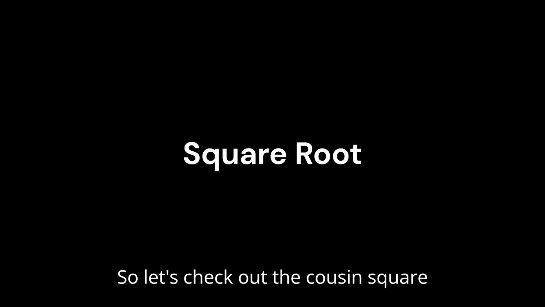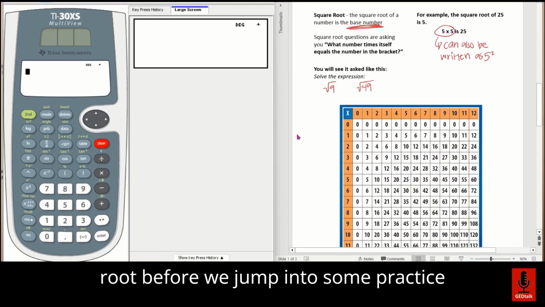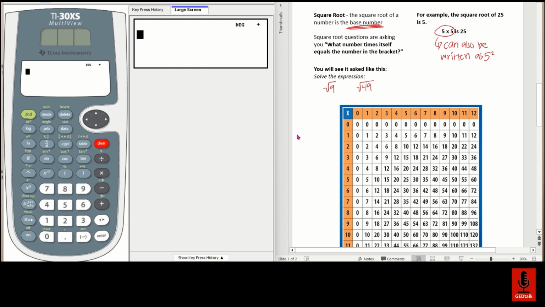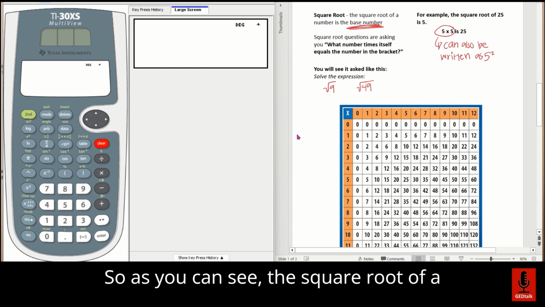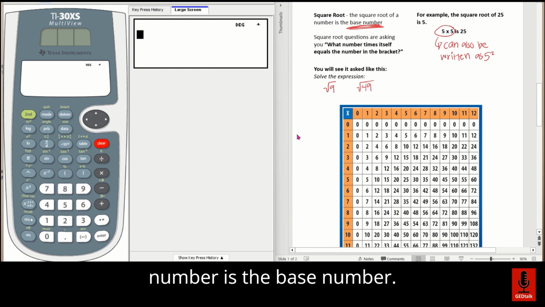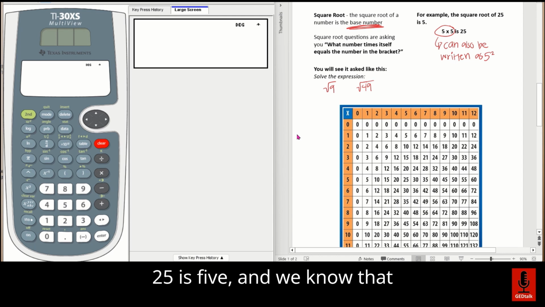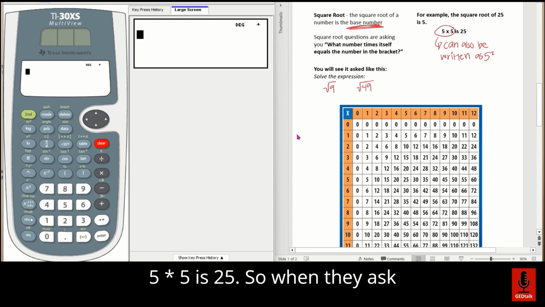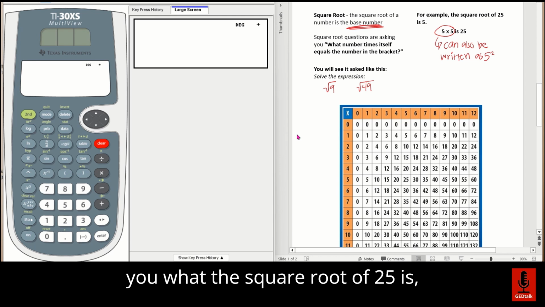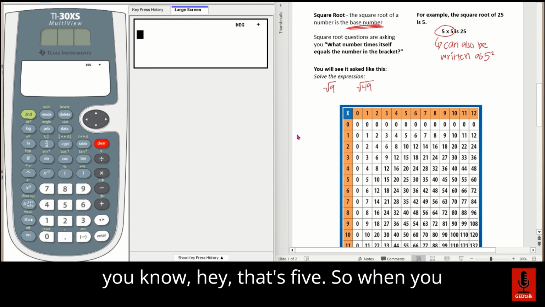So let's check out the cousin, square root, before we jump into some practice problems. As you can see, the square root of a number is the base number. So for example, the square root of 25 is 5. And we know that 5 times 5 is 25. So when they ask you what the square root of 25 is, you know, hey, that's 5.